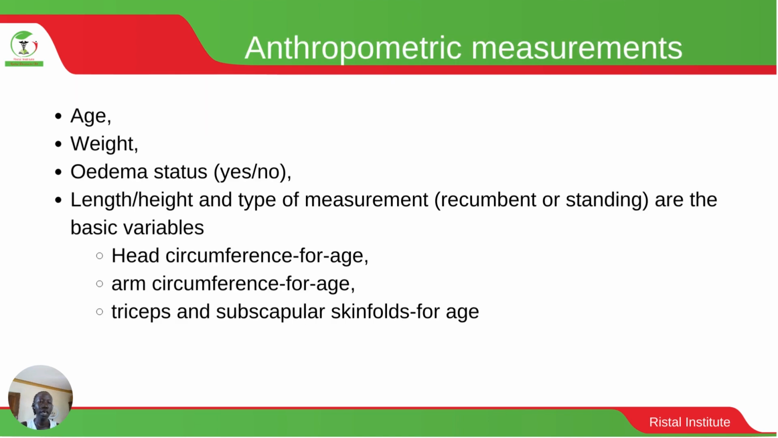Anthropometric measurements include the age, the weight, the edema status, does she have edema or no, and the length or her height, and the type of measurement. Is it recumbent or standing height? These are the basic variables. Also the head circumference for age, arm circumference for age, triceps and subscapular skin folds for age.